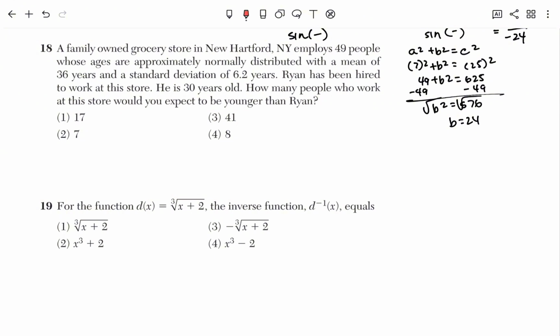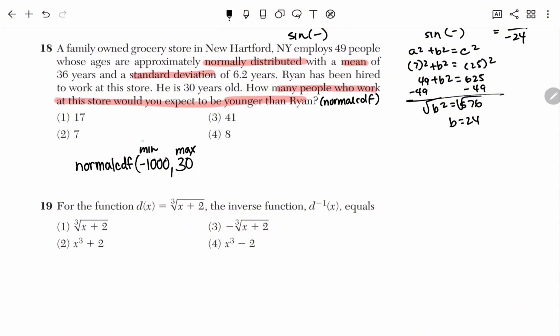So, seeing the context clues normally distributed, standard deviation, and mean, I know I'm going to be working with my normal CDF. Why am I working with my normal CDF, Haneen? Because they want to know how many people who work at the store would you expect to be younger than Ryan. So if I go onto my calculator, I'm going to be writing normal CDF, because if this was a written question, you have to show your work. Normal CDF, we want younger than Ryan. So we're going to put negative 10,000, 30, because that's our max. This is our min, or our lower bound, upper bound.